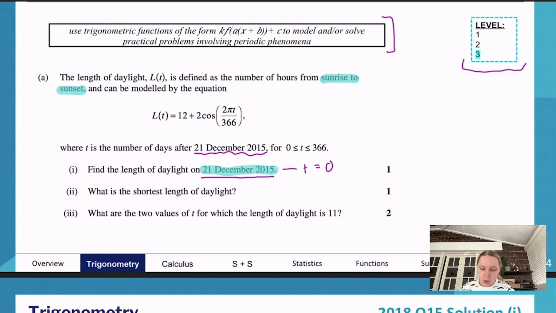So when we're looking at the shortest length of daylight, we're thinking about values between 1 and -1, because that impacts our amplitude. If we didn't have this 2 here, our amplitude, meaning how tall our graph goes up and how far it goes down, is just 1 to -1, based on our basic cos graph. But let me erase that.